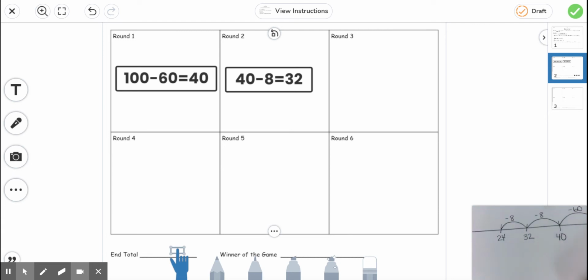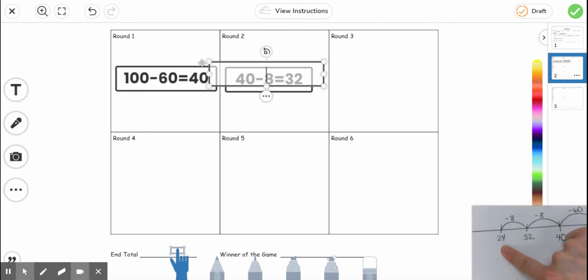Maybe you want to go 32, 31, 30, 29, 28, 27, 26, 25, 24. Maybe you want to count back with your fingers and then put the answer there. Okay, I'm going to put it in my text box here. That one was 32 minus 8 equals 24.